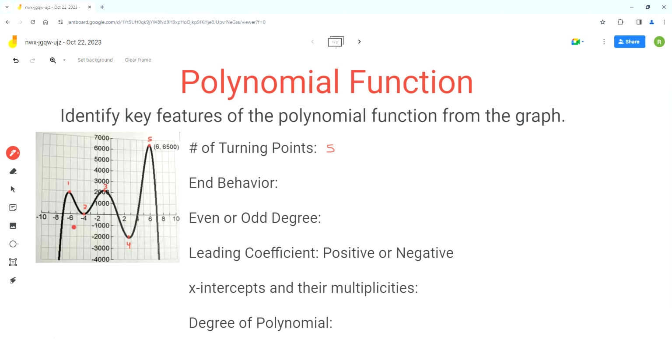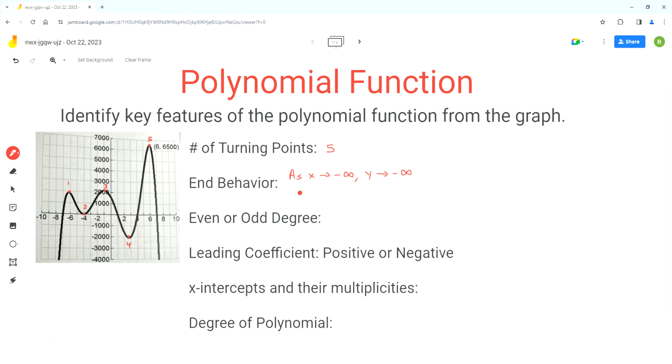On the extreme left, as we go on the left side, the graph keeps going down. So our end behavior on the extreme left will be as x approaches -infinity. That means as we keep going to the left side of this graph, the graph keeps going down. So we write y approaches -infinity because the graph is headed in the downward direction.